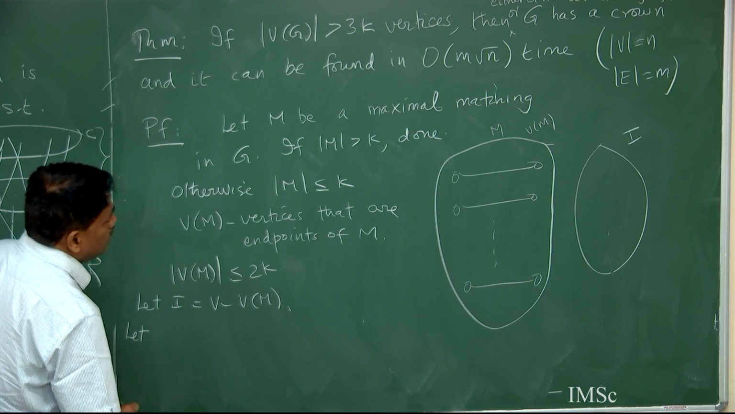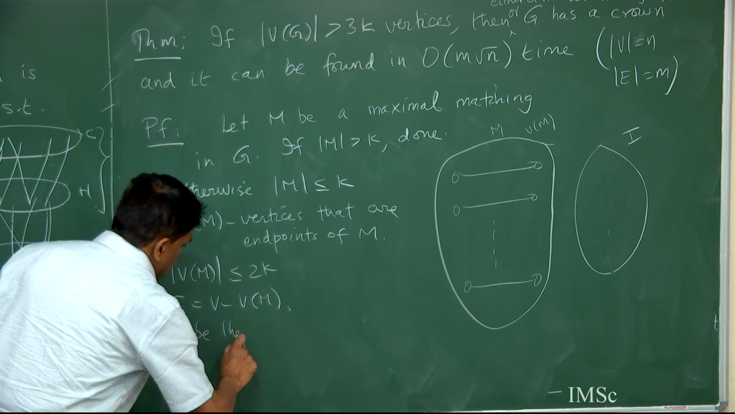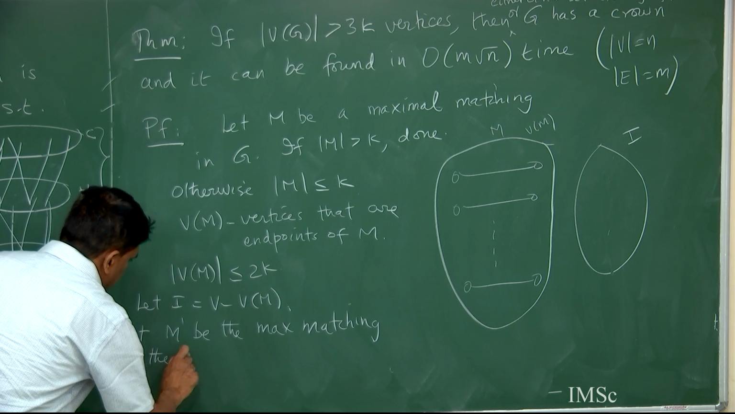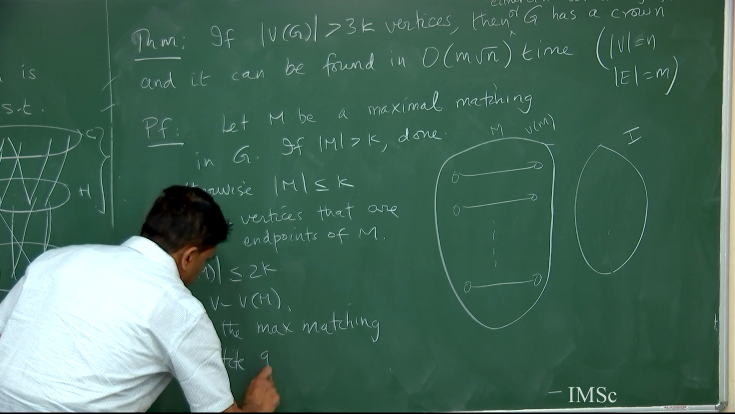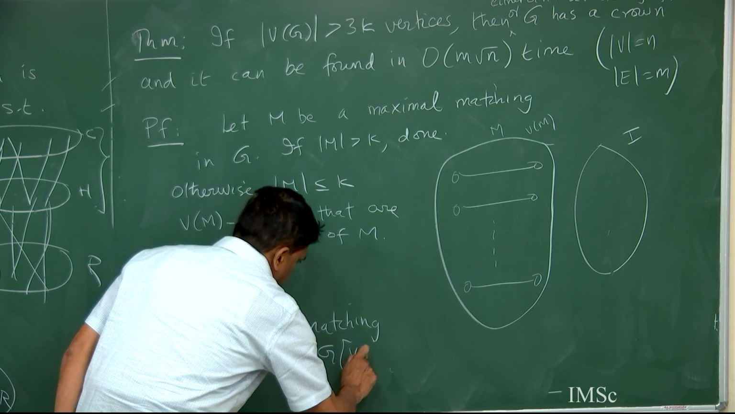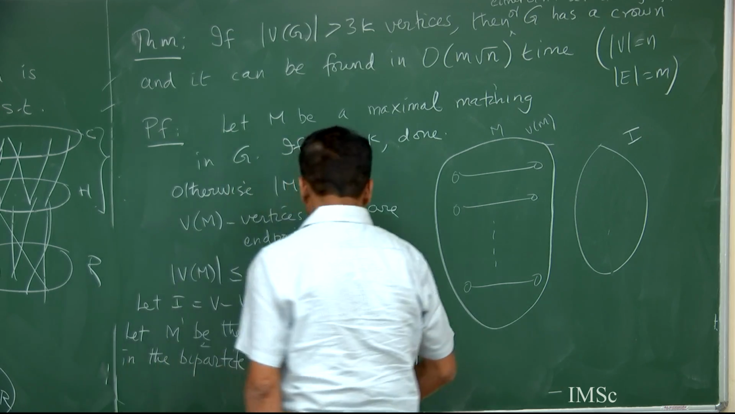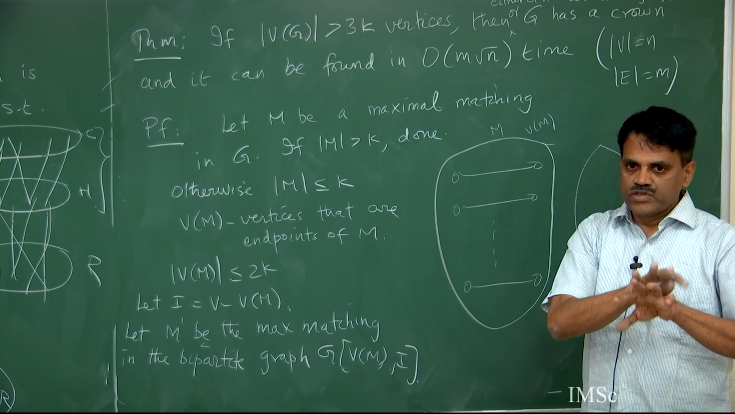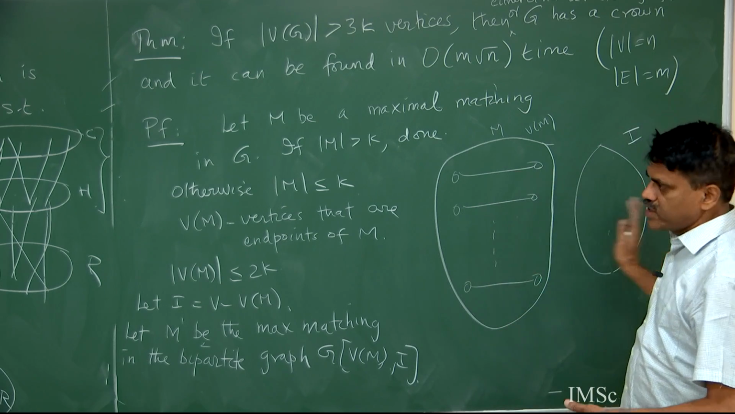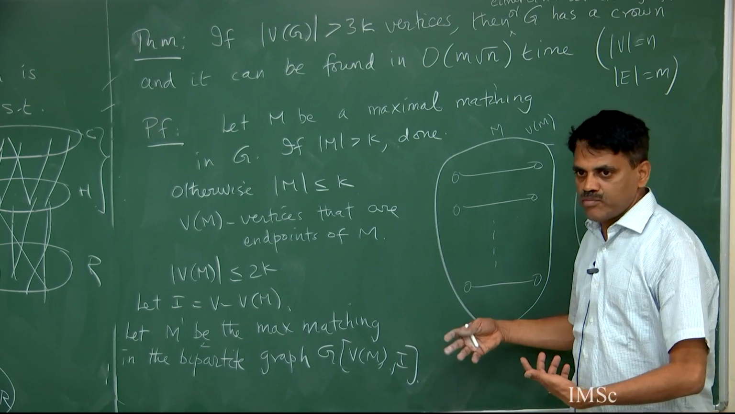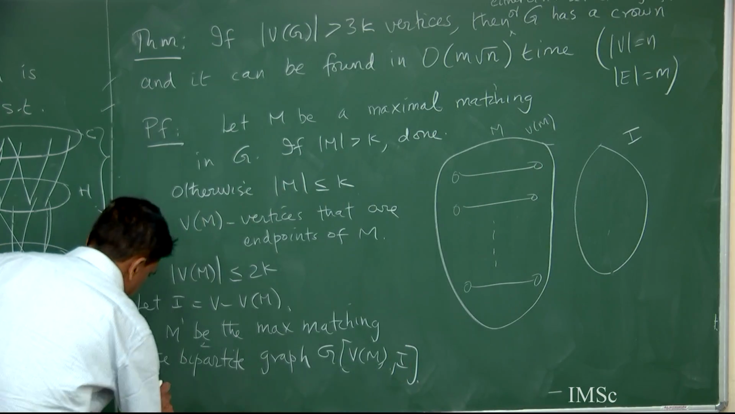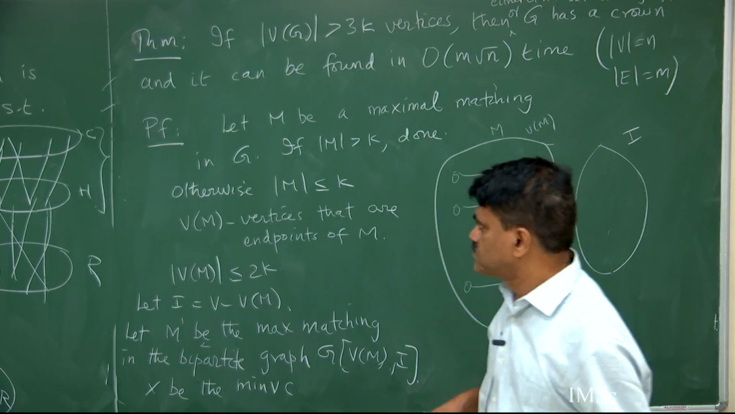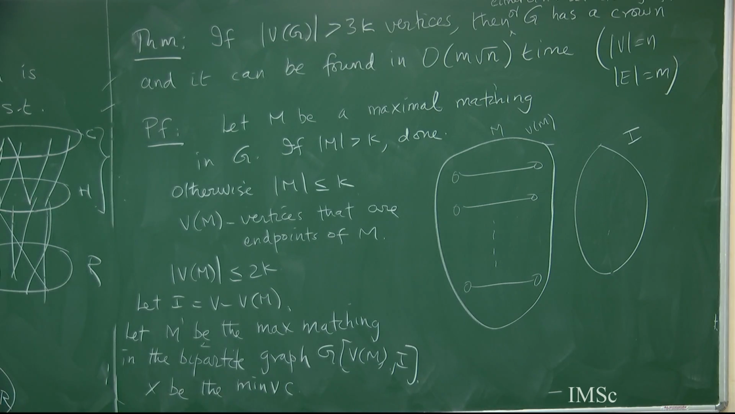Let M prime be the maximum matching in the bipartite graph. So this is a notation. I am just saying Vm is one part and I is another part. Ignore all edges which have both endpoints in Vm. Just look at only the edges across and find the maximum matching. And as a bonus, you also get a minimum vertex cover. And X be the minimum vertex cover. Okay, hopefully the definition is clear. I will keep the picture.